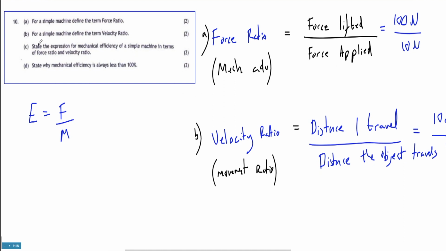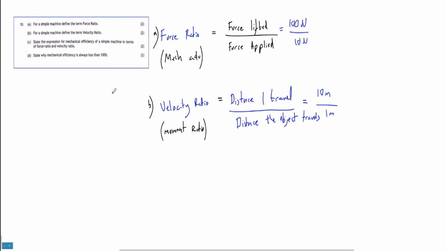Now we've got to look at: state the expression for mechanical efficiency of a simple machine in terms of force ratio and velocity ratio. Well, this is just efficiency, isn't it? So we can write that, no problem. Let's zoom out a bit, get a bit more space. So efficiency is equal to the force ratio, is EFM. So it's the force ratio divided by the velocity ratio or movement ratio.